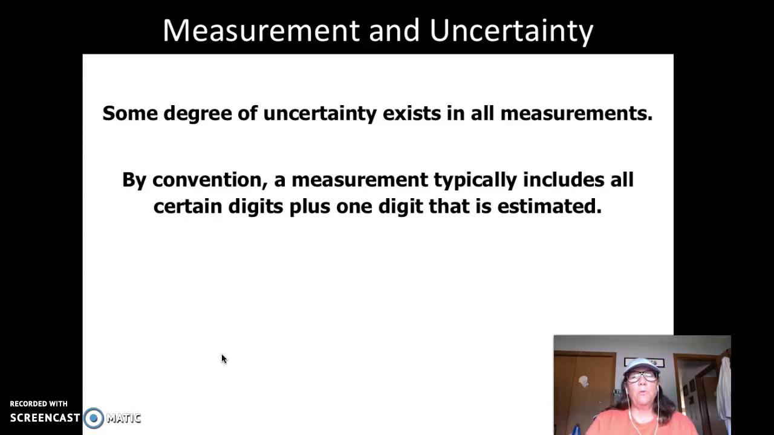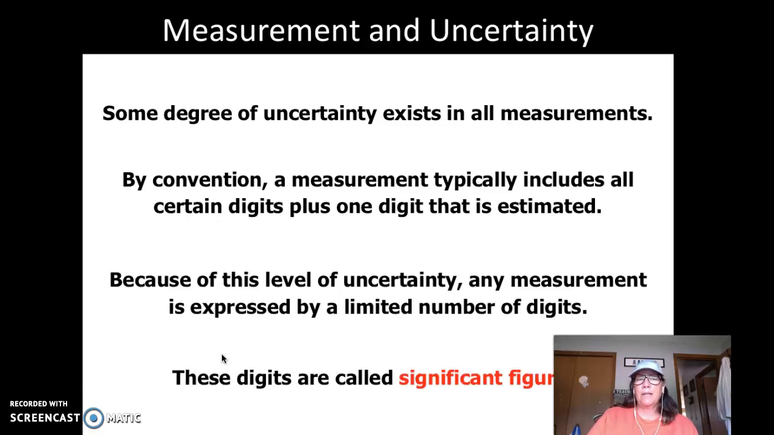So that you get only one estimation. You don't get more than one. It's all the ones you know for sure, and then you get to add one. If you're measuring something and it was 25 centimeters for sure, but it went a little bit past, you might say it's 25.5. You cannot say it's 25.53724. You're lying. You're making up stuff that you cannot measure.